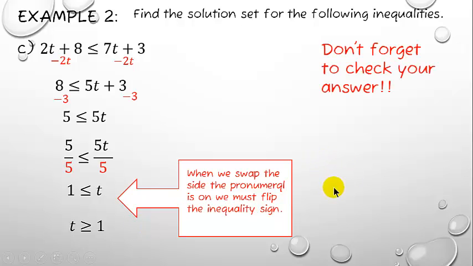Okay, don't forget to quickly check your answer. Let's just do it mentally for this one. Because it's t is greater than or equal to 1, I'm going to pick 1. So 2 times 1 is 2, plus 8 is 10. 7 times 1 is 7, plus 3 is 10. Okay, they equal. That's good. So we know it equals 1. Let's pick a number less than 1, which shouldn't work. So 0. 2 times 0 is 0, so I have 8. 7 times 0 is 0, so I have 3. So 8 is not less than or equal to 3, so that doesn't work. That sort of proves our inequality.